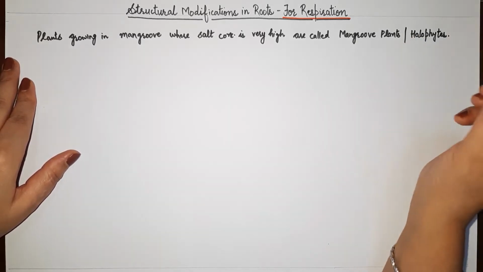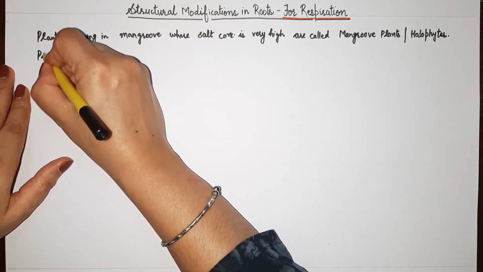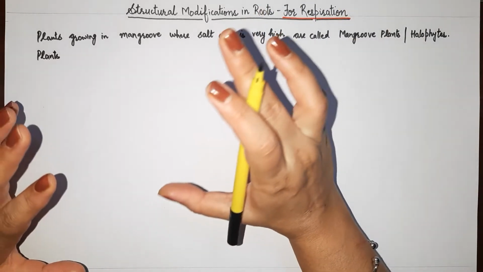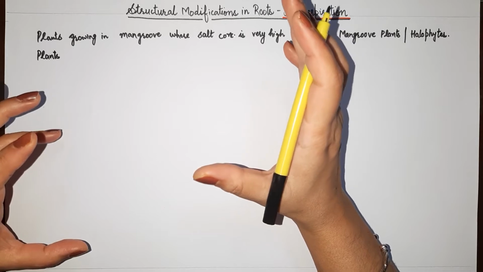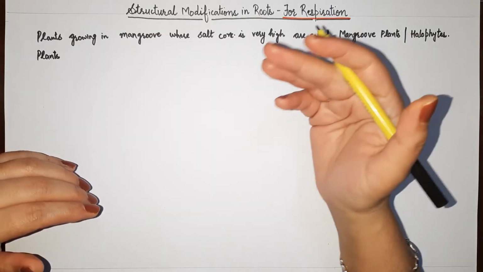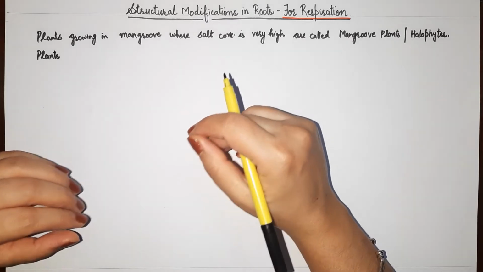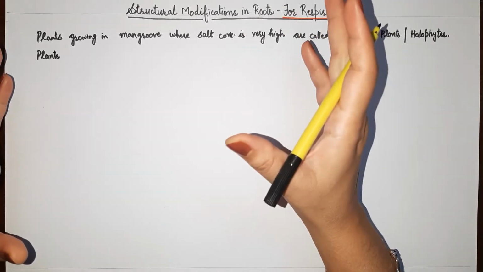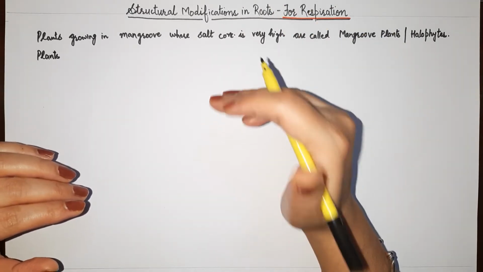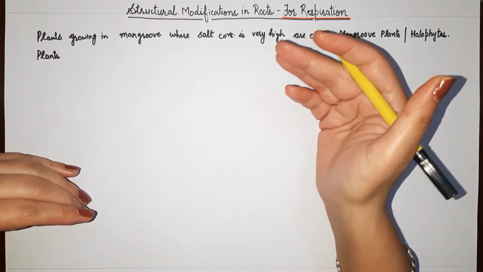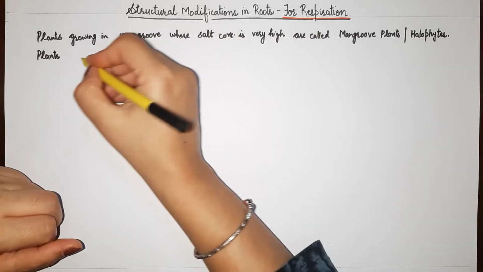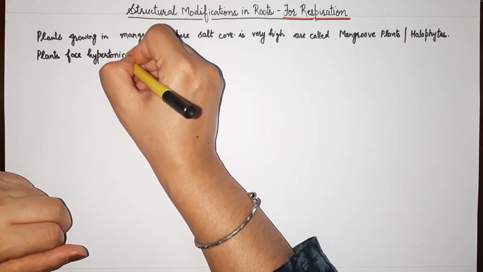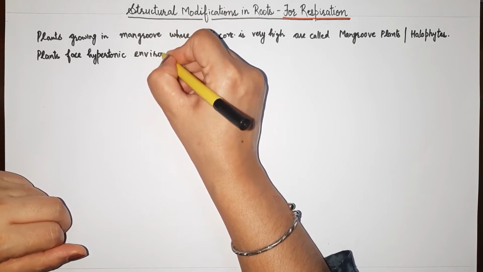mangrove plants. Now here plants face, see these are the abnormal environmental conditions. Lot of salt is present in the soil, so it's a hypertonic environment, and in order to survive in that environment, definitely they have certain adaptations which are not found in other plants, which we generally call mesophytes. So they have certain characteristic features which differentiate them from other plants. So here the plants face a hypertonic environment. So this is one issue.